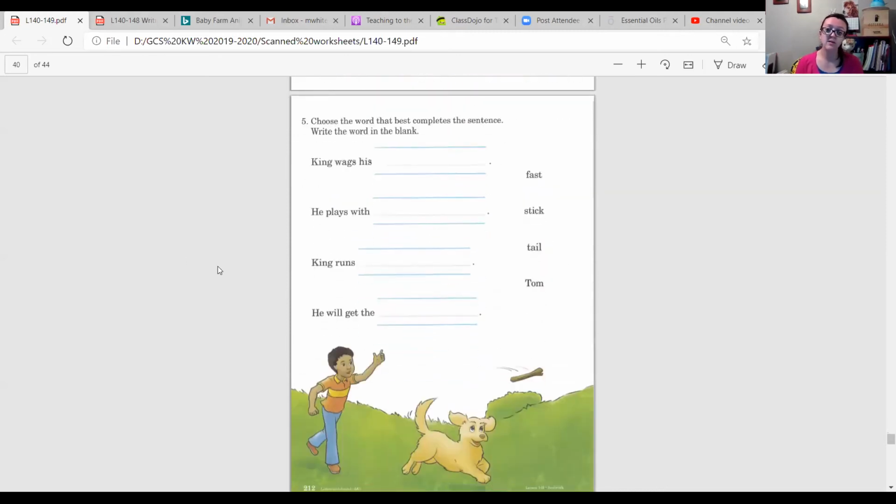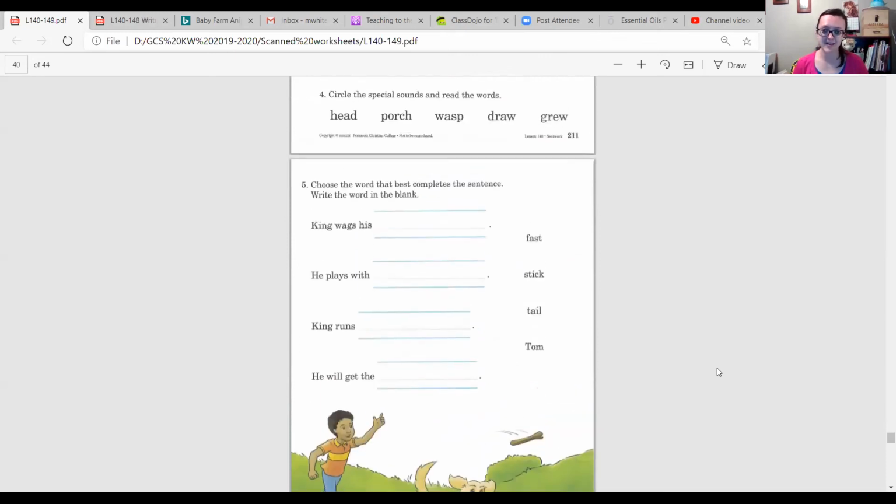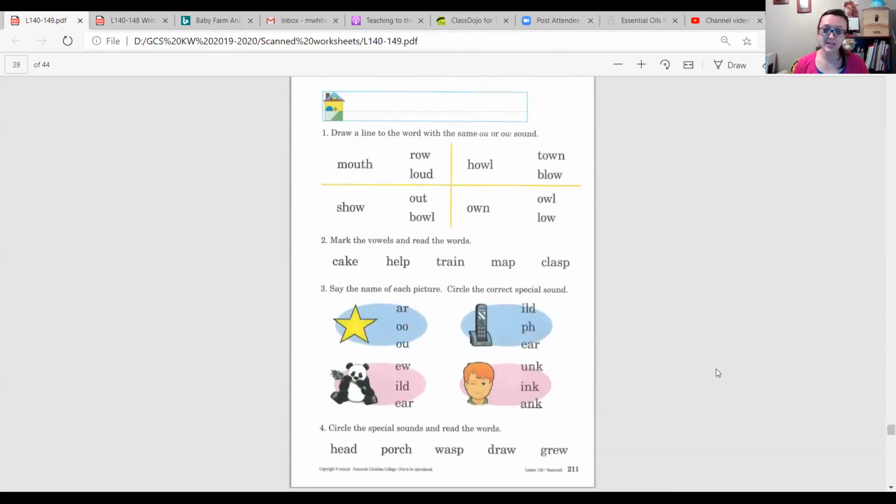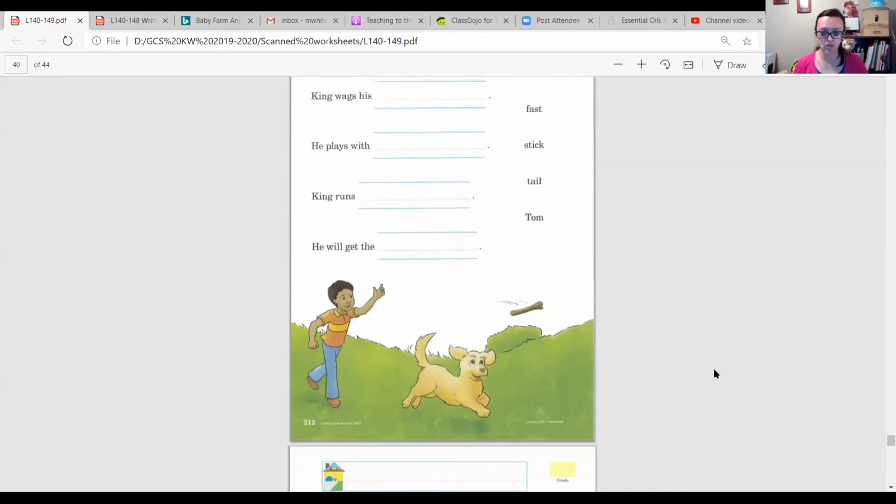On the back, choose the word that best completes the sentence. Write the word in the blank. Here are your options. They do not go with each sentence, but you knew that. Make sure the sentence makes sense. Pages 211 and 212.